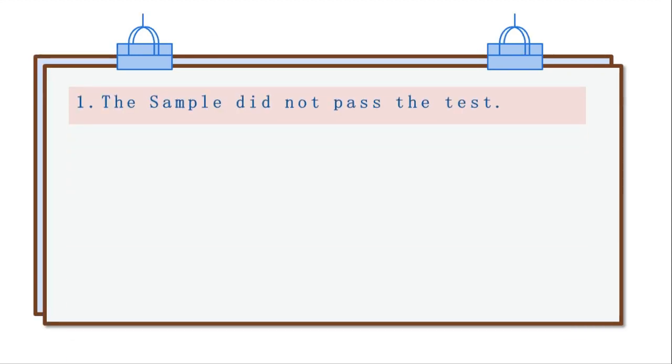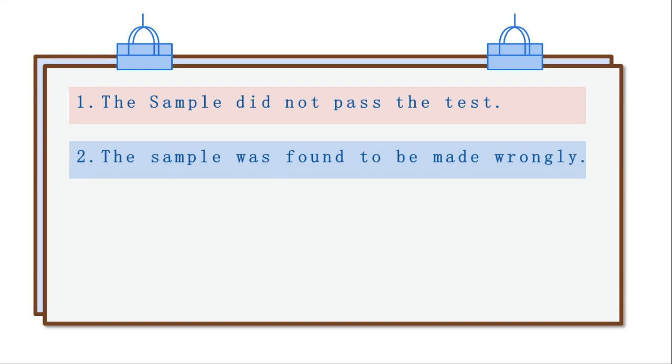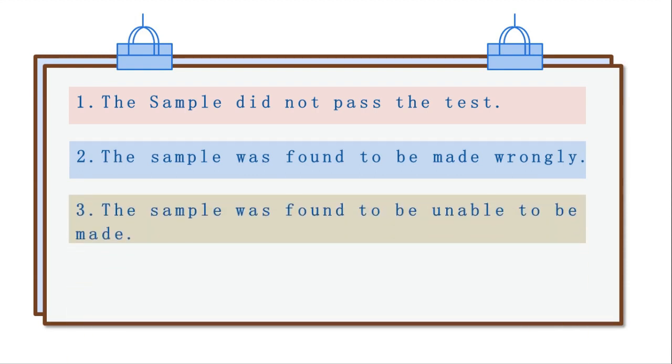First is the sample did not pass the test. When the exporter sent the sample, the importer found the sample didn't meet the testing requirement. It often happens during sample manufacturing. The second problem is the sample was found to be made wrongly. The third problem is the sample was found to be unable to be made. The exporter found that they couldn't produce the goods after they got the order.